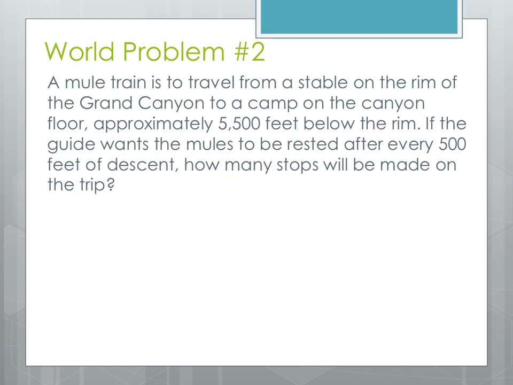Well, let's look at this. We've got this descent into a canyon. Our descent is 5,500 feet, and every 500 feet we go down, we're going to stop and take a break, okay? So how many of those breaks are we going to take? The way we're going to figure that out is by dividing these two numbers. We've got the total descent, which is 5,500, and we're breaking this into parts that are 500 feet long. So since we're breaking something up into equal parts, we're going to divide.